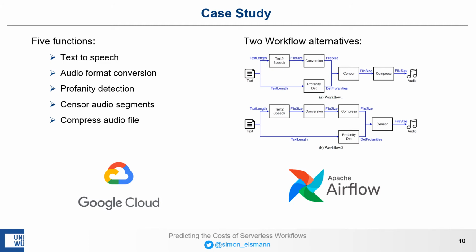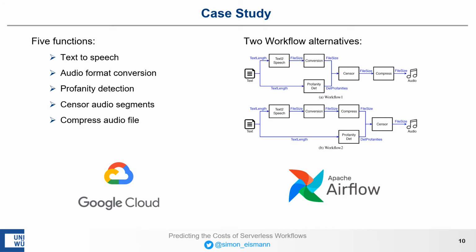To do this, we designed a case study where we had 5 functions. One function that I've shown earlier already translates text to speech. Then we have a function that changes the audio format of an audio file from MP3 to WAV. Then we have a function that uses a library to detect profanity in any text segments. Then we have a function that can censor audio segments. And finally, we have a function that can compress audio files. All of these functions we've implemented on Google Cloud, and they're also available.